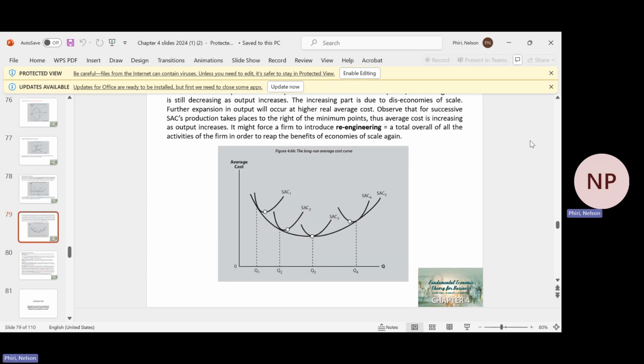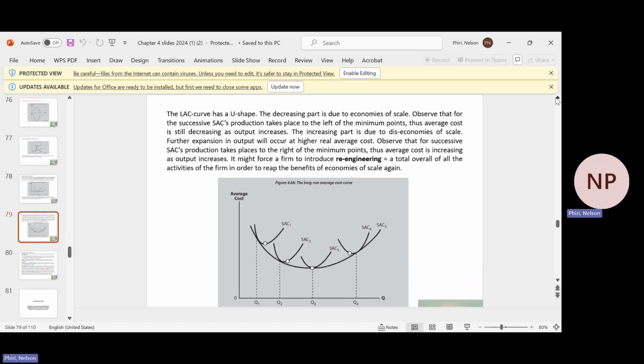You can look at it in that manner to see you have your different short run average cost curves, their minimum points, and that gives you the long run average cost curve. So it is a U shape, right? The decreasing part is due to economies of scale. So when your long run average cost curve is decreasing, it means firms in that region are encountering economies of scale.